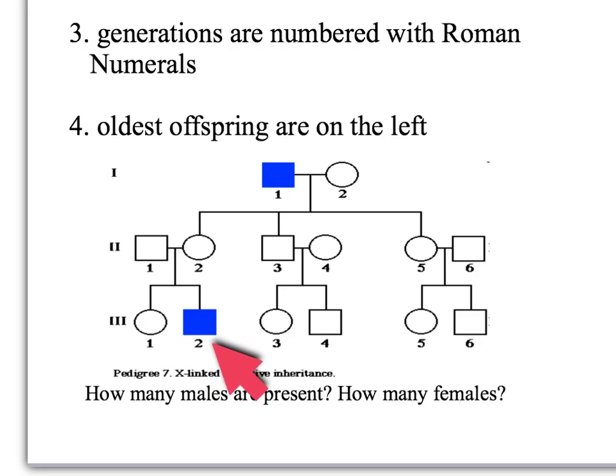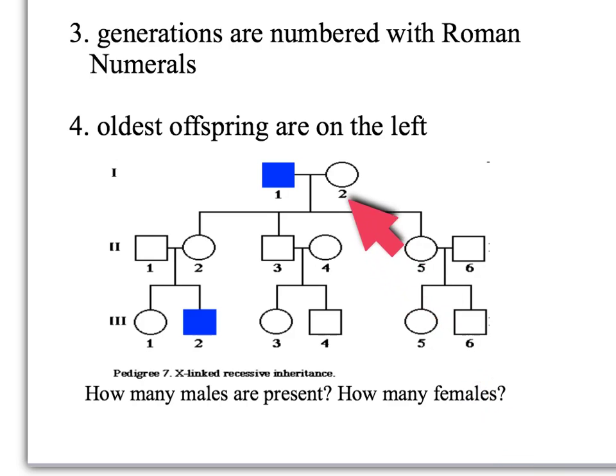You'll also notice that right here we have an affected male, and right here we have an affected male. We talked before about how shaded in means that we have the trait. So I'm going to have you pause for a minute and count how many males are present, and I also want to know how many females are present. Pause the presentation, count it out, we're going to make sure we're on the same page, and then when you're done, push play, and you'll figure out what the answer is.